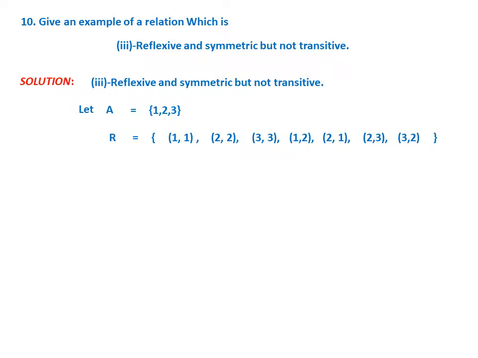Check here, it is not transitive. For example, (1, 2) is there, (2, 3) is there, (1, 3) is not there. So now we can write like this: R is reflexive and definitely symmetric, but R is not transitive. Reason is not asked, but this is the reason. I am just repeating again: (1, 2) is there, (2, 3) is there, but (1, 3) is not there. Therefore it is not transitive.